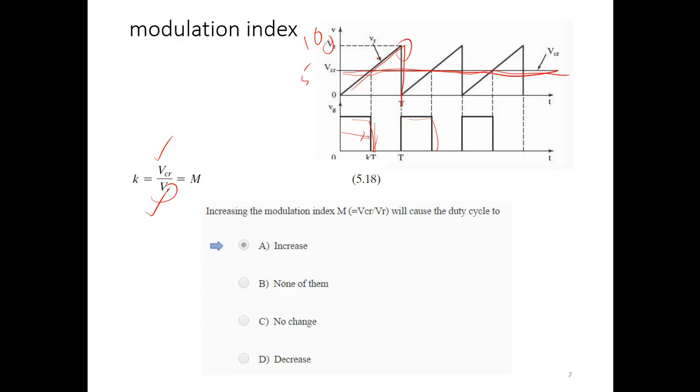Now, increasing the modulation index will cause the duty cycle what? It will increase the output voltage, right? So increasing the modulation index will increase the duty cycle, and if you make the DC voltage, it will be increased.